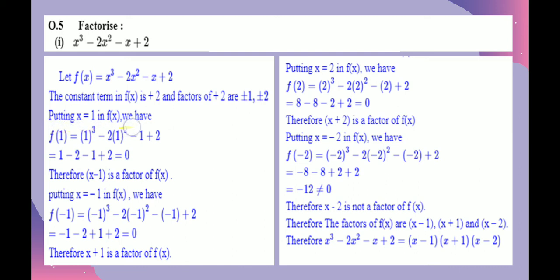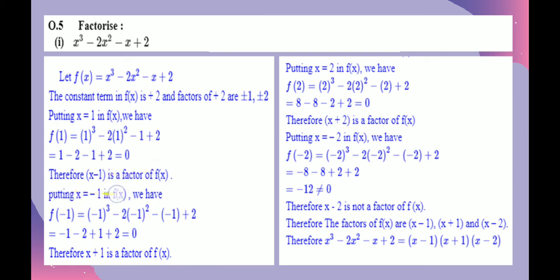So putting x equal to 1 in f(x), we have f of 1 is equal to 1 raised to the power 3 minus 2 multiplied by 1 raised to the power 2 minus 1 plus 2, and on solving this we'll get 1 minus 2 minus 1 plus 2, which is equal to 0.